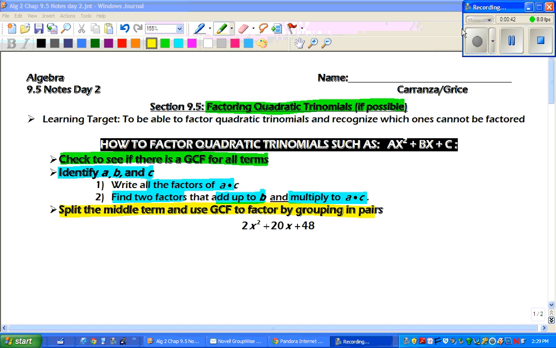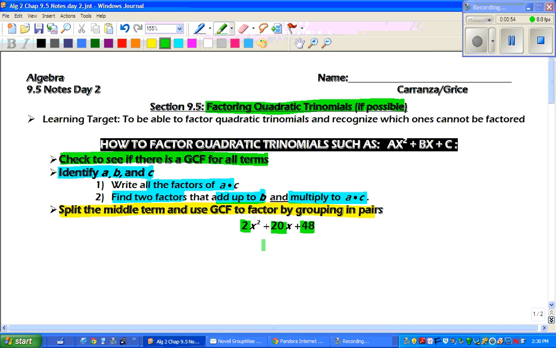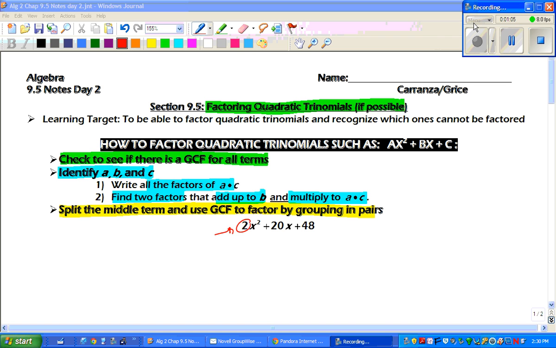Okay, so looking at the example below, what do these numbers all have in common? Now, if you can't think of anything, I would always start with the lowest number to see if that goes into all of them. So, does 2 go into all of those numbers? Yeah, it does. So I'm going to divide by 2, divide by 2, divide by 2.